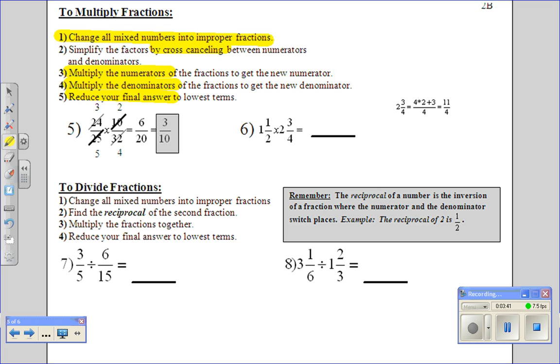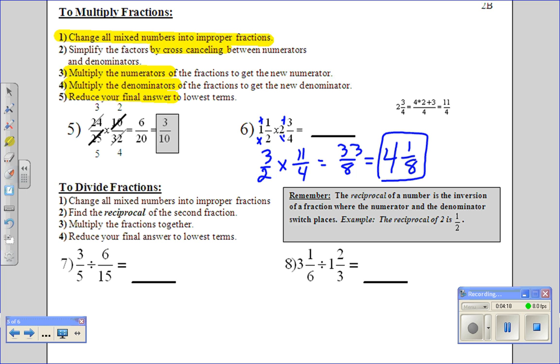So if we look at number 6, step number 1 says we change mixed numbers into improper fractions. So you do multiply, then add. So 2 times 1 is 2, plus 1 is 3 over 2. 4 times 2 plus 3 is 8, plus 3 is 11 over 4. We then look to cross cancel, which we can't in this situation, where there's not a number that we can divide out on top versus on bottom. So we just multiply straight across and then convert it back into a mixed number. So 8 goes into 33 4 times with 1 8th remaining, and that is my final answer.